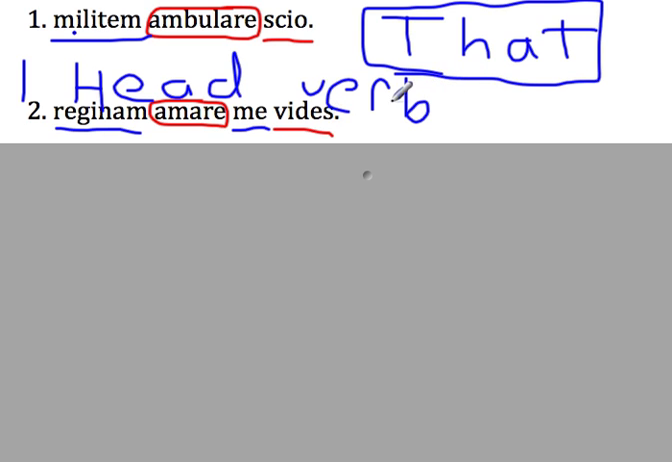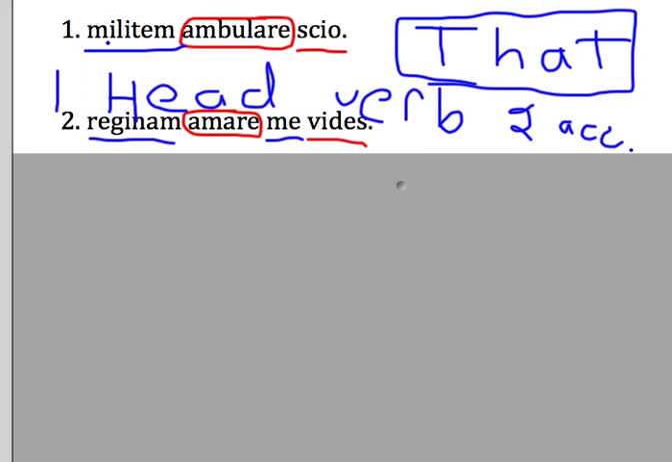If you have a head verb and then you have an accusative and an infinitive, you probably have an indirect statement. So the next part of an indirect statement after the head verb is an accusative. This is terrible. I need a new system. Okay, sorry about that, gentlemen.